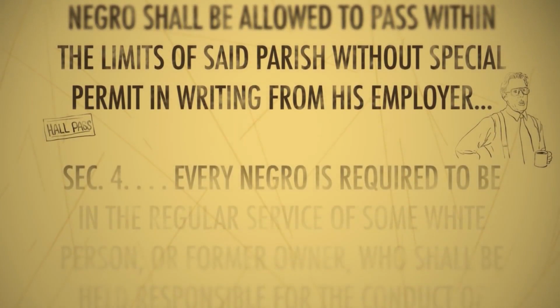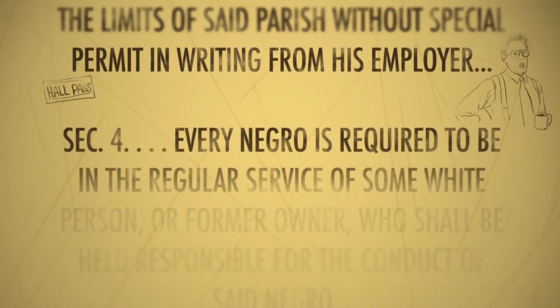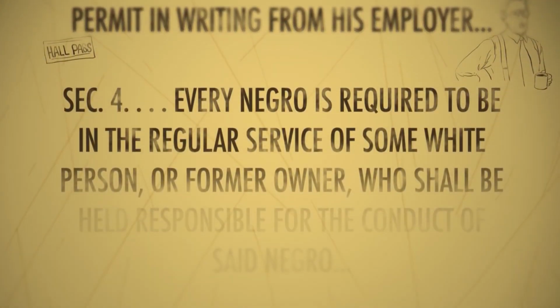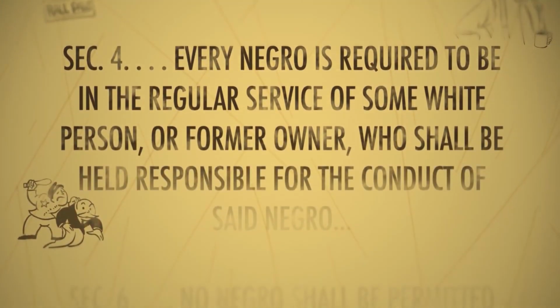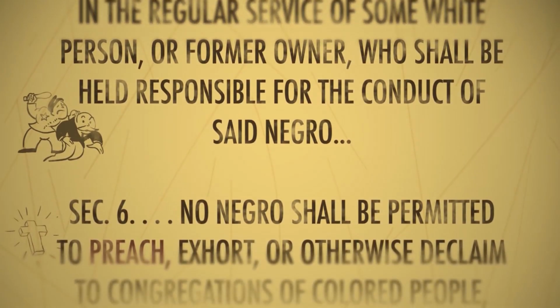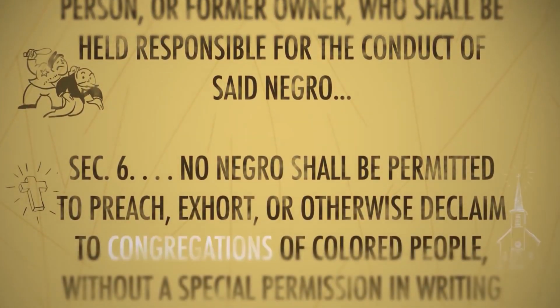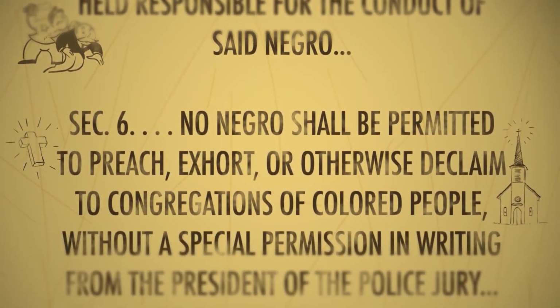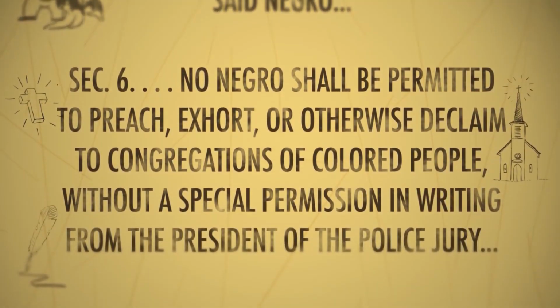Section 4, every Negro is required to be in the regular service of some white person or former owner who shall be held responsible for the conduct of said Negro. Section 6, no Negro shall be permitted to preach, exhort, or otherwise declaim to congregations of colored people without a special permission in writing from the president of the police jury.